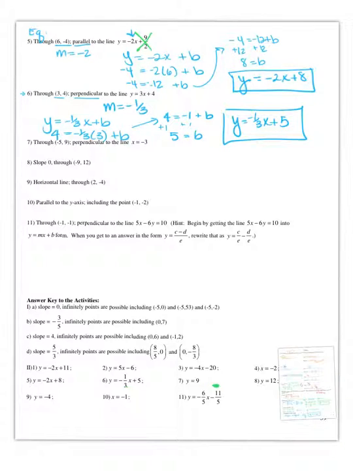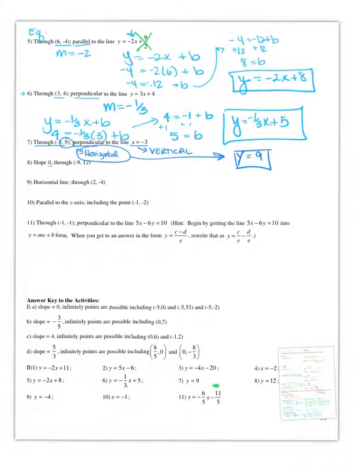The next one says through -5, 9, and perpendicular to the line x equals -3. So we've seen x equals lines. That tells us we have a vertical line. A line that's perpendicular to a vertical line is horizontal. So we want to write an equation for a horizontal line that goes through the point -5, 9. It's going to be in the form y equals, so we need the y coordinate.